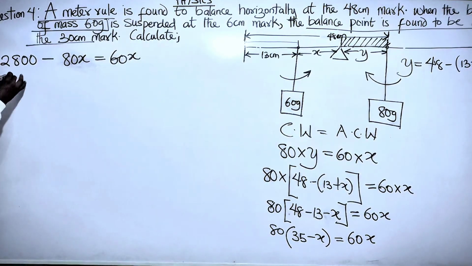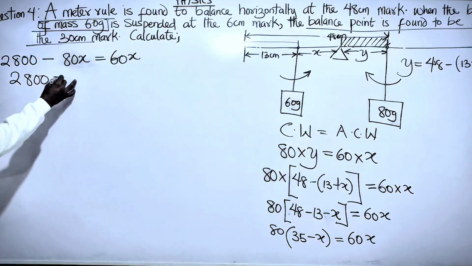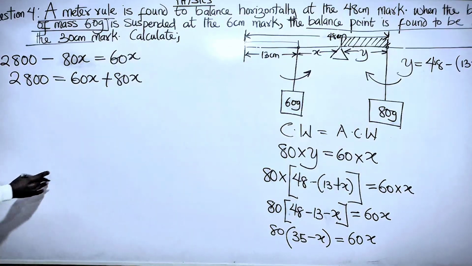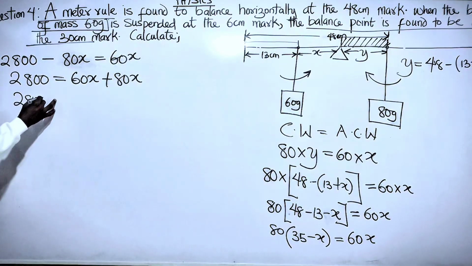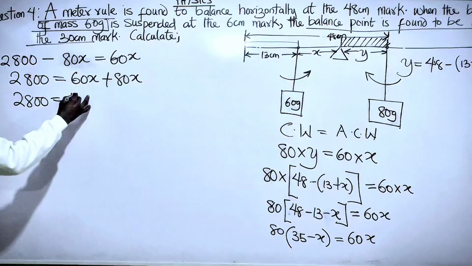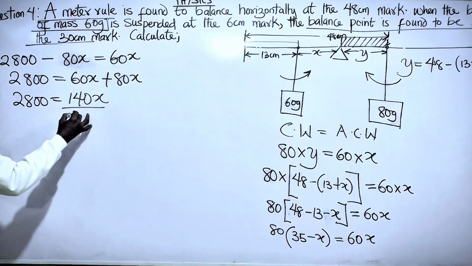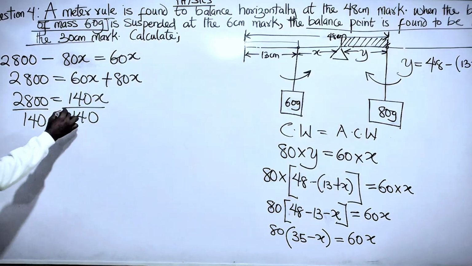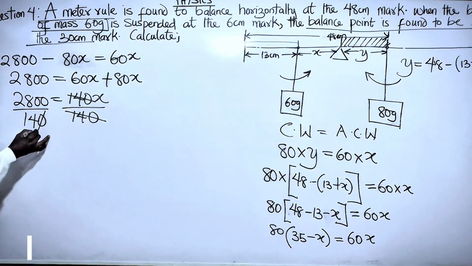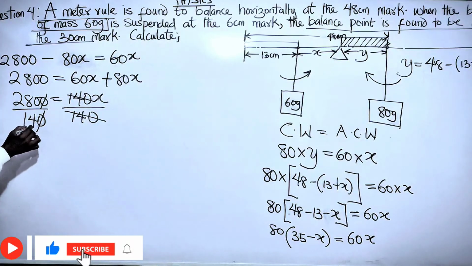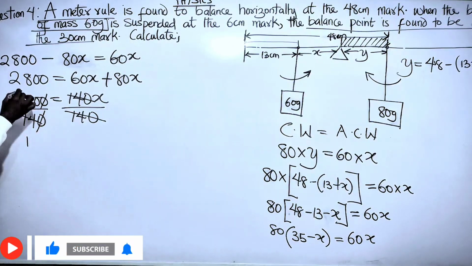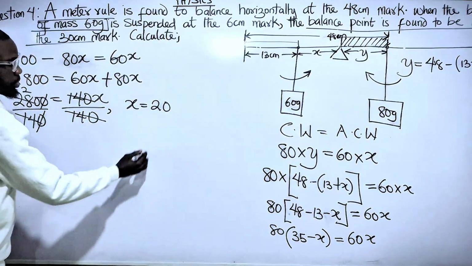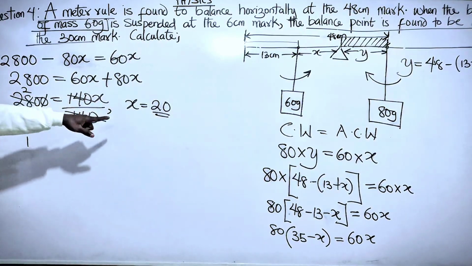If we collect like terms, we're going to have 2,800 is equal to 60x plus 80x, right? We're going to have 2,800 is equal to 140x. Divide both sides by 140. 140 takes off 140. 0 takes off 0. 14 here is 1, 14 here is 2. So the value of x is 20, right? Now we have the value of x as 20.